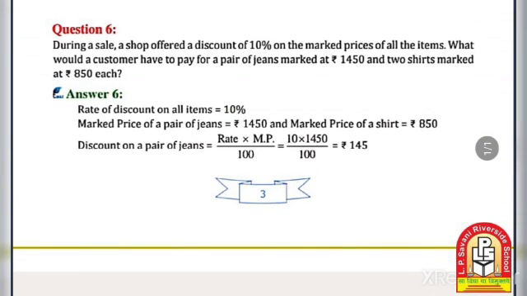Let's move to question number 6. In question number 6, during a sale, a shop offered a discount of 10% on the marked price of all the items. What would a customer have to pay for a pair of jeans marked at rupees 1,450 and two shirts marked at rupees 854 each?